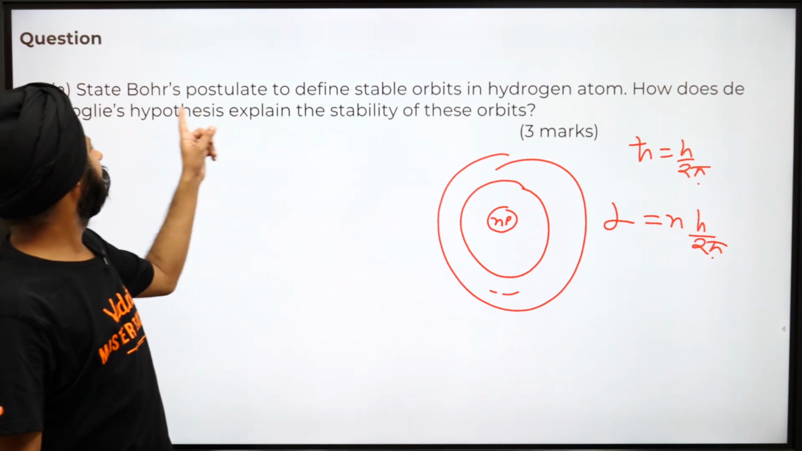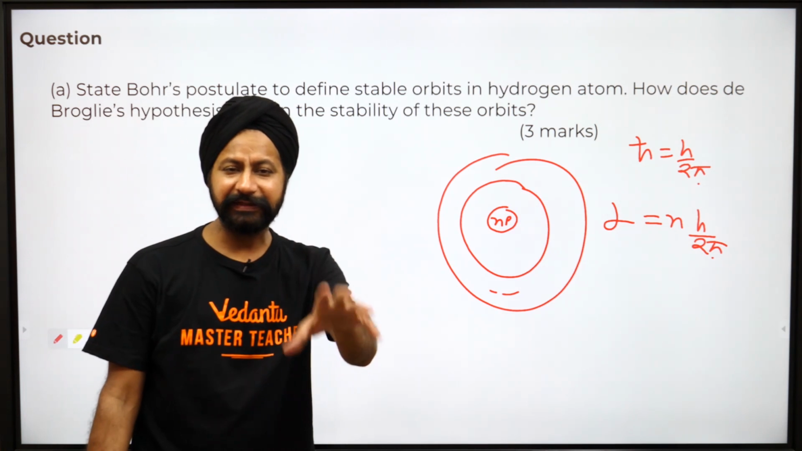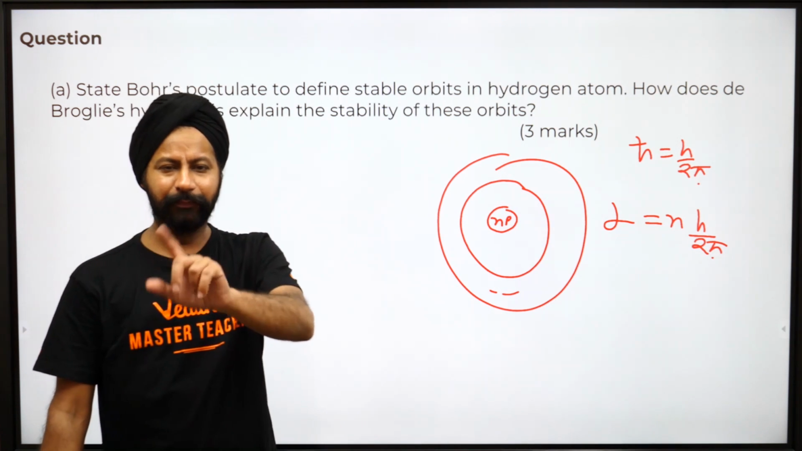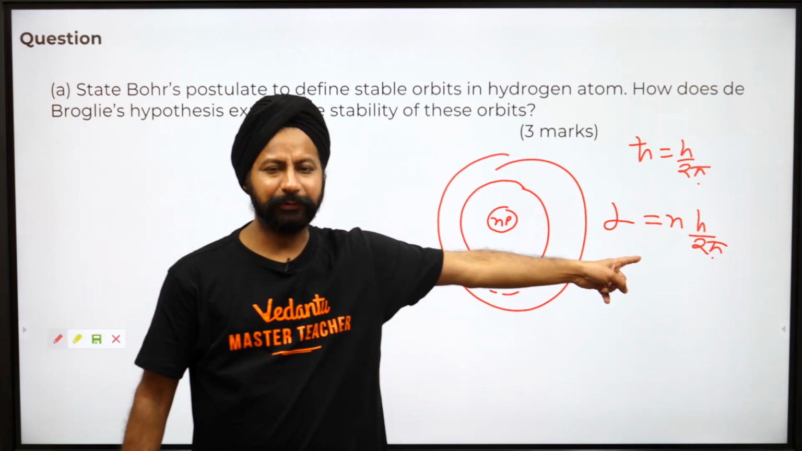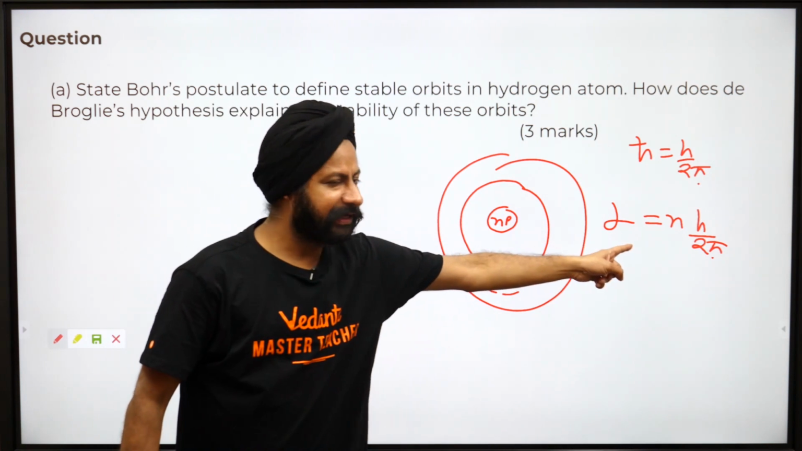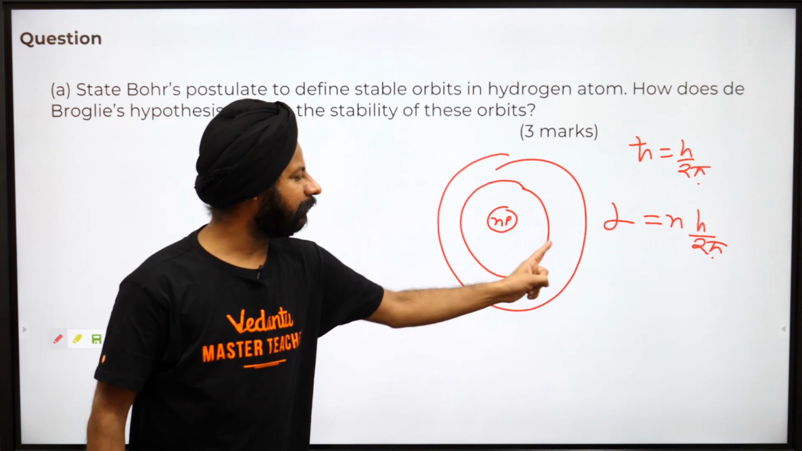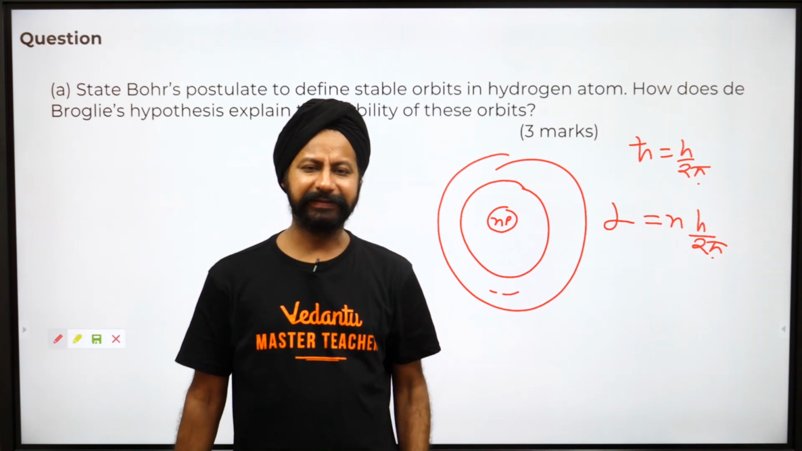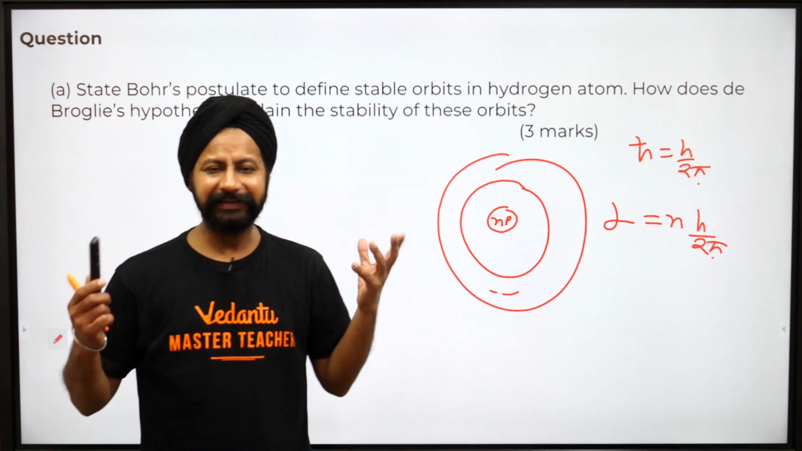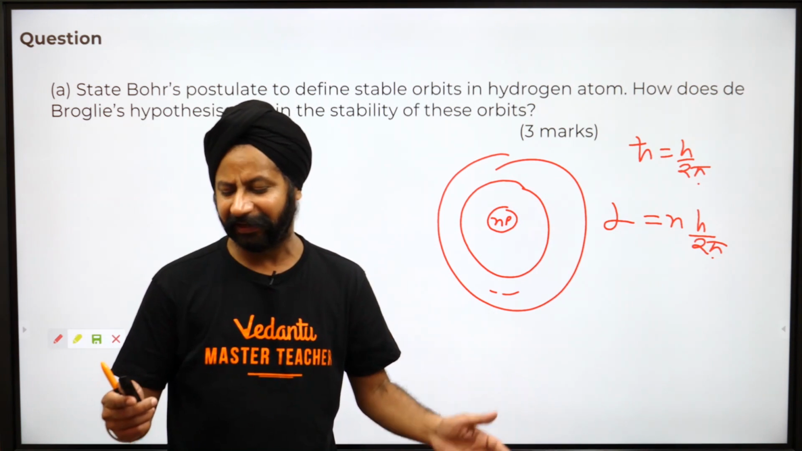Now, what are postulates? I'm proposing this is a fact, take it as a fact. I will not prove it. I'll not give you any reason for that. But just take it. So he's proposing, okay, these are stable orbits. Electron can be here or electron can be here. When they are in a stable orbit, there will be no energy released, and that is why it doesn't spiral in. And he is able to explain that. But why? He is not telling you that.